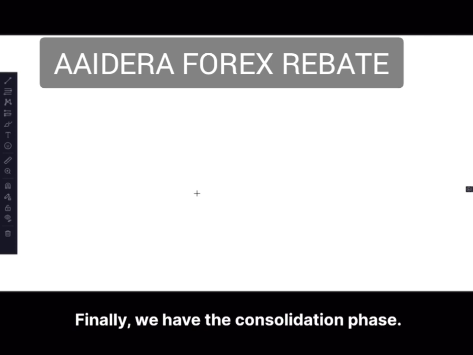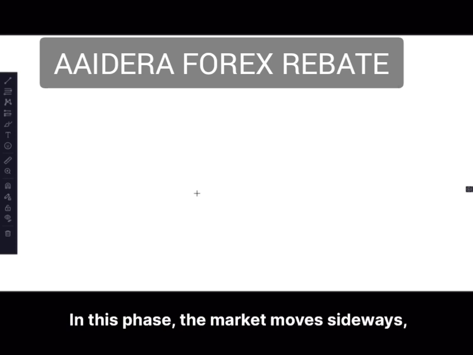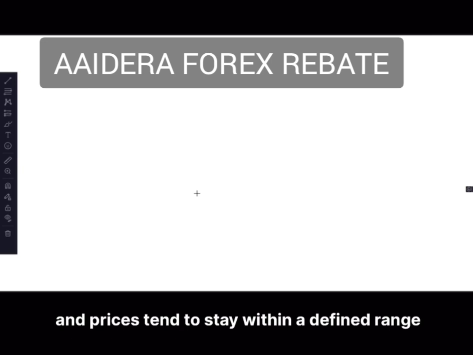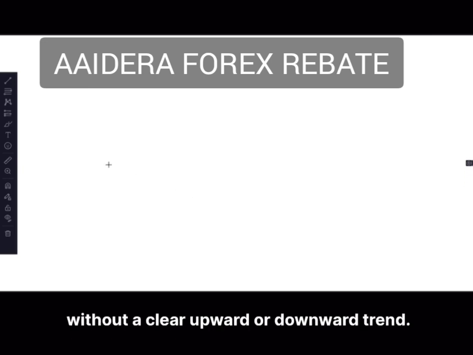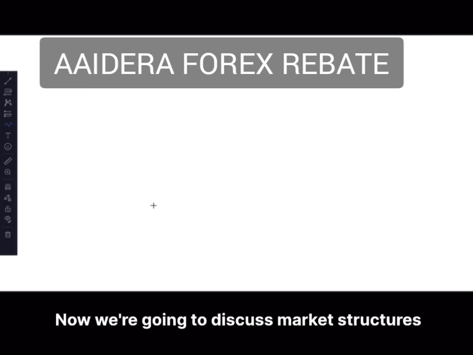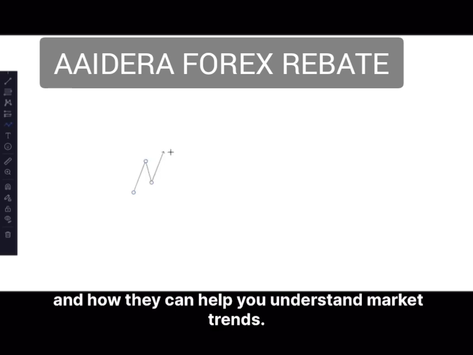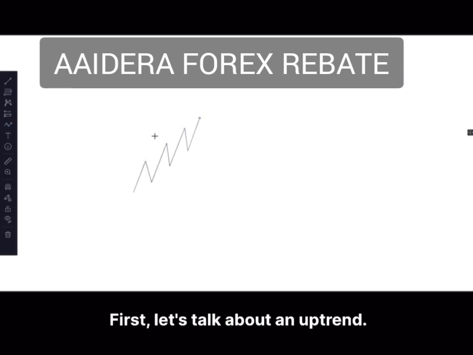Finally, we have the consolidation phase. In this phase, the market moves sideways, and prices tend to stay within a defined range without a clear upward or downward trend. Now we're going to discuss market structures and how they can help you understand market trends. First, let's talk about an uptrend.